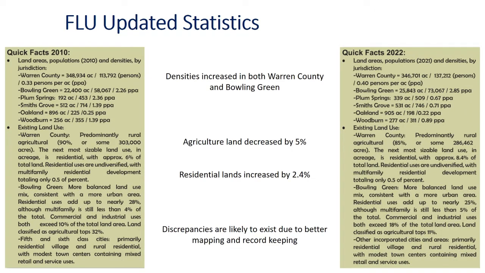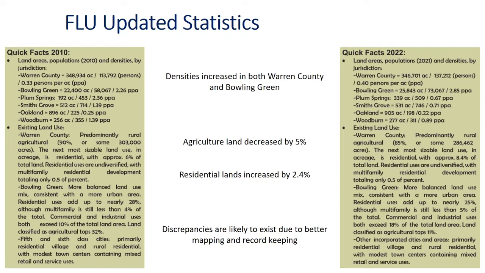Looking at some updated statistics, the Quick Facts 2010 was taken out of our current version of the comprehensive plan. Quick Facts 2022, we've updated those and are proposing that as part of our amendments. I won't read all those to you, but basically the densities increased in both Warren County and Bowling Green. Agricultural land did decrease by 5% over that 12-year period of time. That's actually a little lower percentage than I was anticipating, but still not great for those who want to preserve farmland. And then residential lands increased by 2.4%.